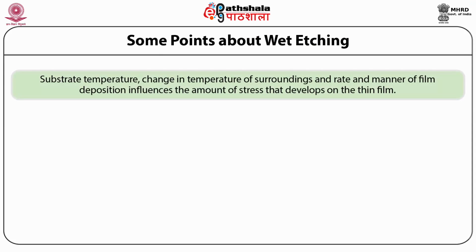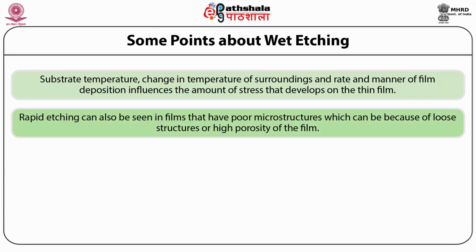Substrate temperature, change in temperature of surroundings, and the rate and manner of film deposition influence the amount of stress that develops on the thin film. This stress alters the rate of etching, and it increases for high stress. Rapid etching can also be seen in films that have poor microstructures, which can be because of loose structures or high porosity of the film.